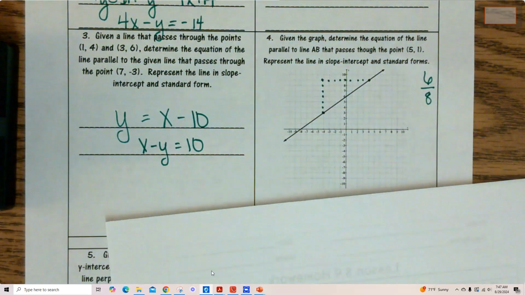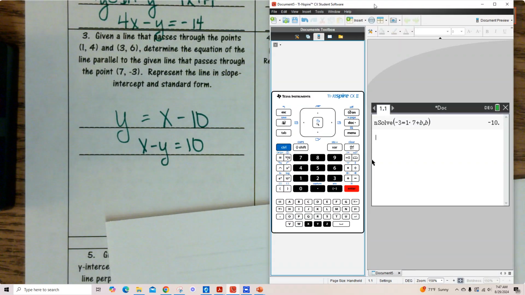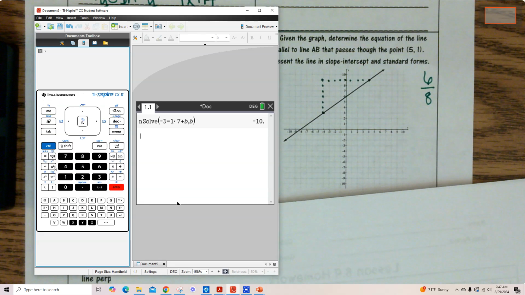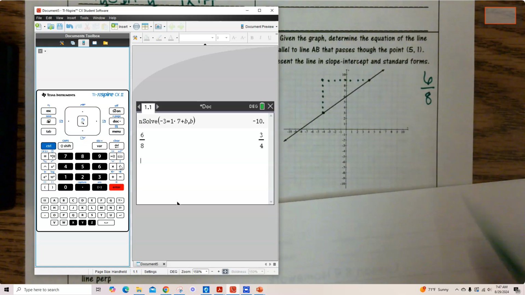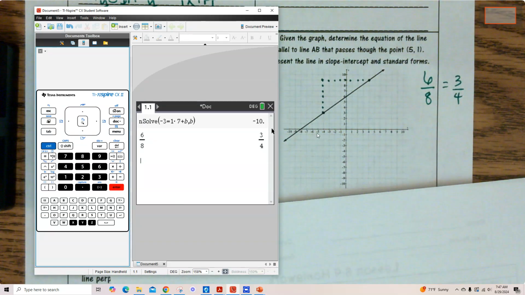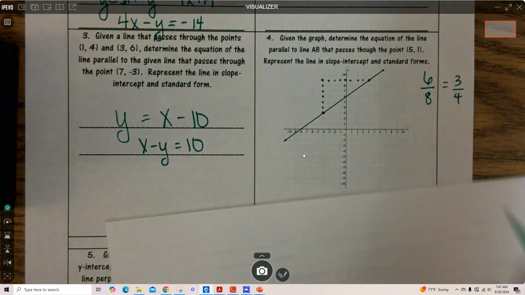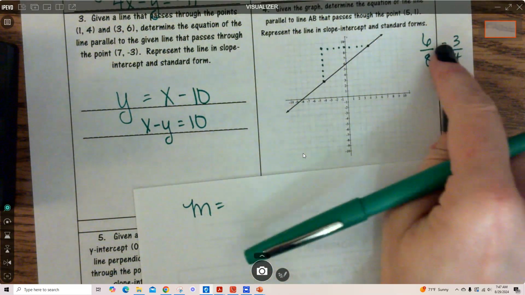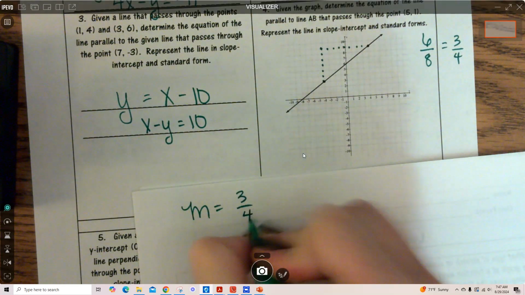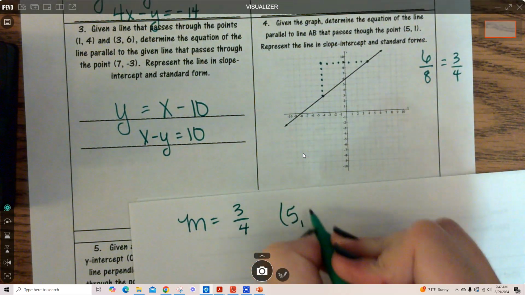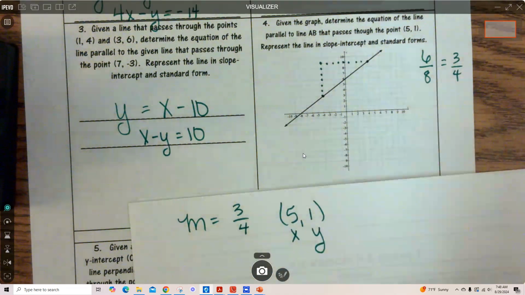And then remember, anytime that we get slopes that are fractions, we want to simplify them. So we just type the fraction in, 6 over 8, and we get our slope. So that's our slope for number 4. Again, we're doing parallel lines, so our slope's going to stay the same. And then here's the ordered pair that my new line goes through: (5, 1), x and y.